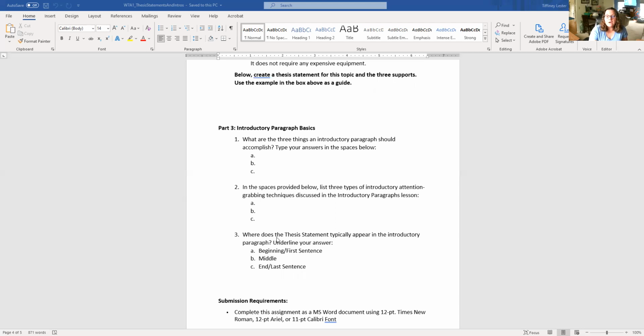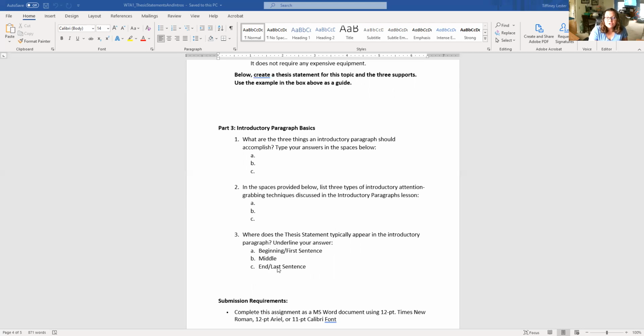Question 3, where does the thesis statement typically appear in the introductory paragraph? Underline your answer, or you can highlight it, mark it in some way. Does the thesis statement typically appear as the beginning or first sentence of your introductory paragraph? Does it typically appear in the middle of your introductory paragraph? Or does it typically appear at the end or as the last sentence of your introductory paragraph?